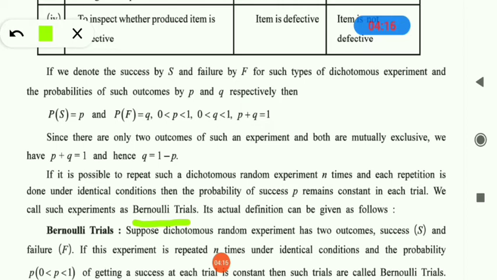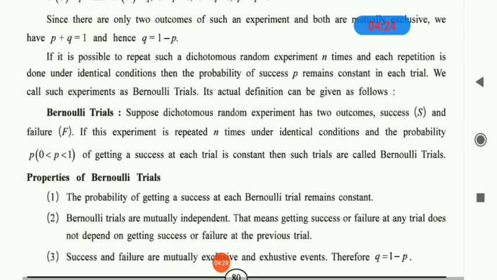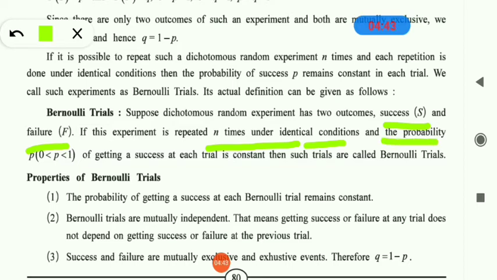Its actual definition can be given as below. Bernoulli trials: suppose the dichotomous random experiment has two outcomes, success S and failure F. If this experiment is repeated n times under identical conditions, it means whenever we have to deal with more than 2 or 3 trials, then we use this, and the probability p, with 0 less than p less than 1, of getting success at each trial is constant, then such trials are called Bernoulli trials.